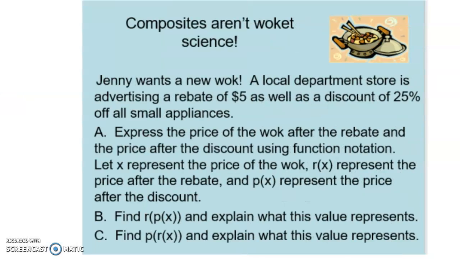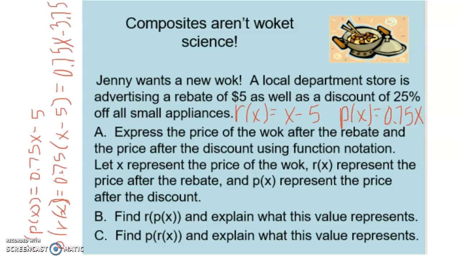Take a second on this last one and read through this problem and try it, and then come back and I will kind of go over it. I have my two equations on there now. My rebate would be x minus 5. My price after my discount would be 0.75x because it's 25% off. For B and C, find those equations and then compare them. You can see my two functions going along the left side.